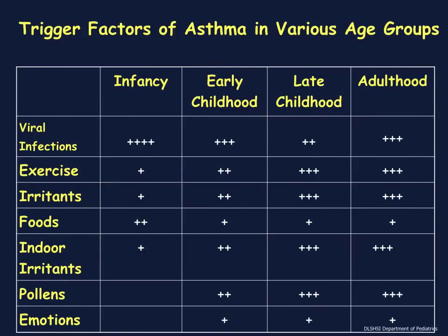This table will show you the different triggers for every age group. As you can see, viral infection is still the most common cause of trigger in asthma in children.